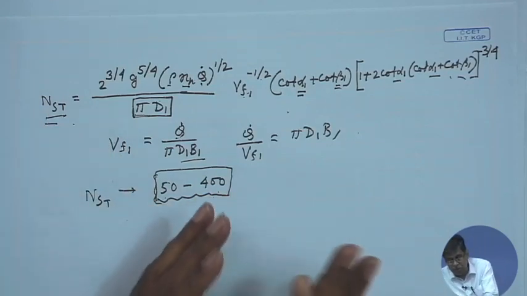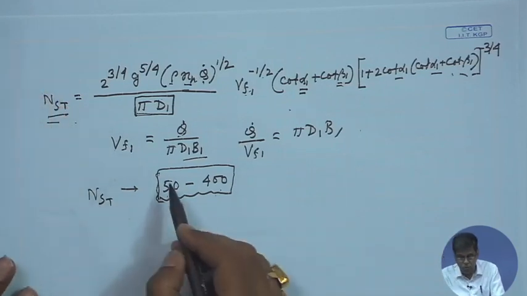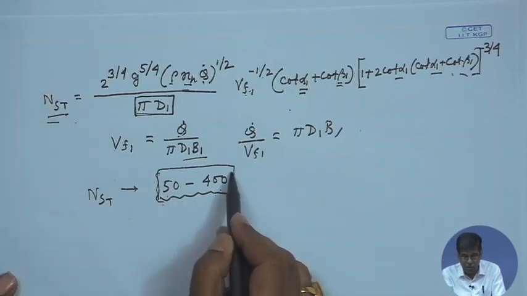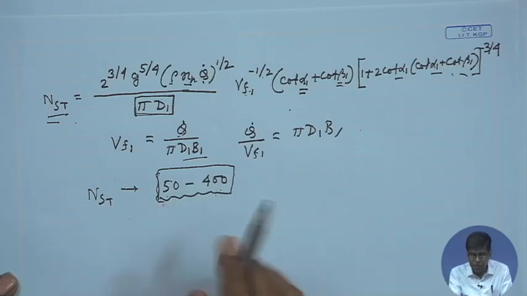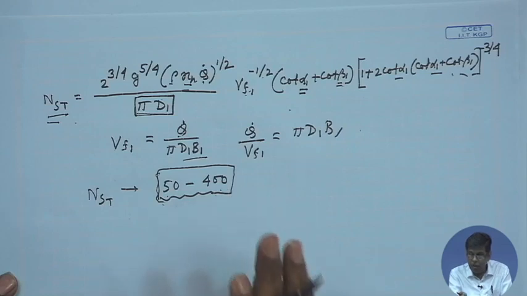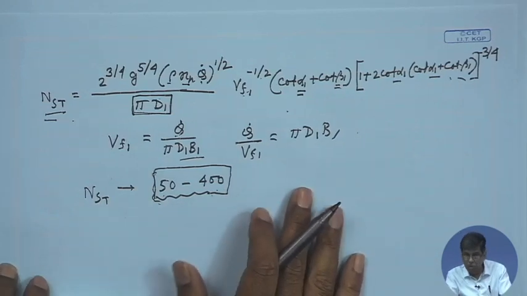Actually, specific speed we have to know for which we are going to design this turbine. Turbine is suitable for this specific speed, which is much higher than that of the Pelton wheel. That means, this is for relatively lower head as compared to that of a Pelton wheel. Okay, thank you.